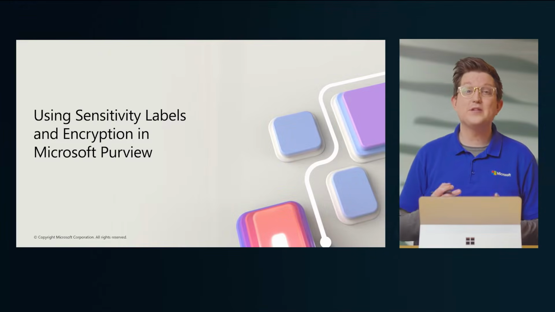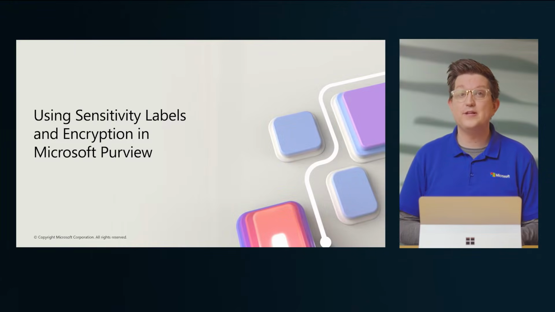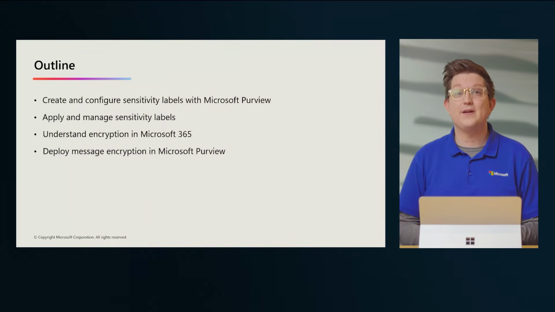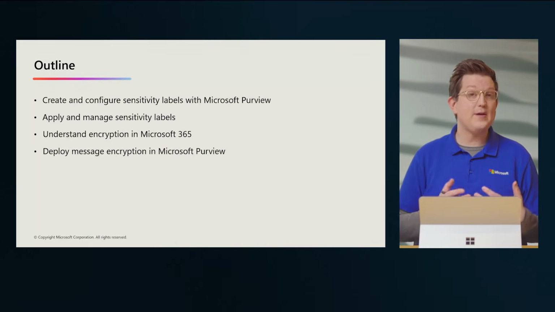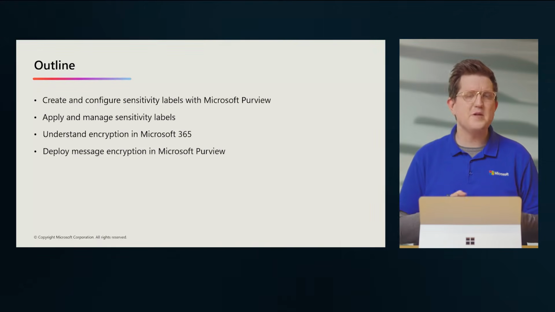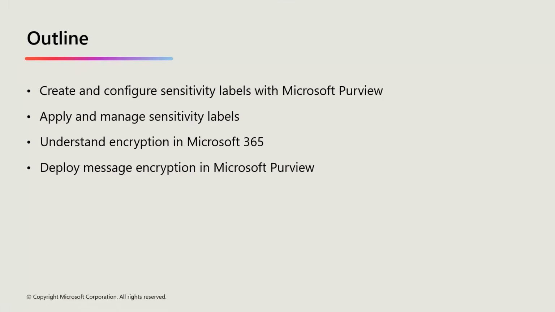In this video, we're going to talk about how to use sensitivity labels and encryption in Microsoft Purview. The video is going to cover a few important areas. First, we'll look at how we configure sensitivity labels, the primary way in which we enforce sensitivity in Microsoft Purview. We'll talk a bit about the management of the labels themselves, and then we'll have a secondary section on encryption, both in terms of message encryption and broader encryption practices across the Purview stack.